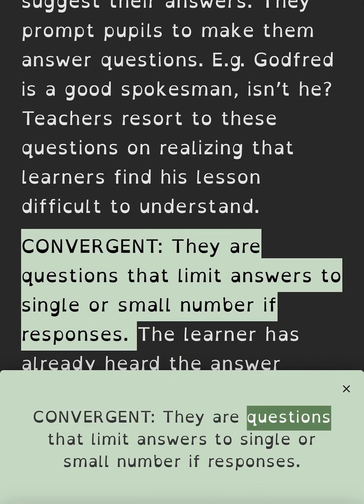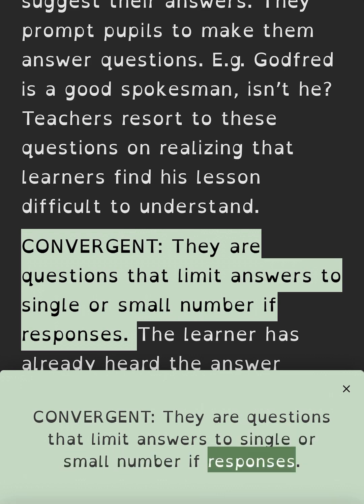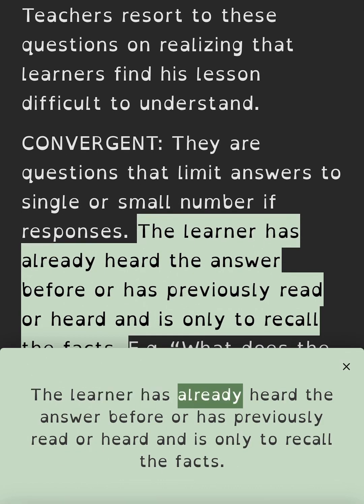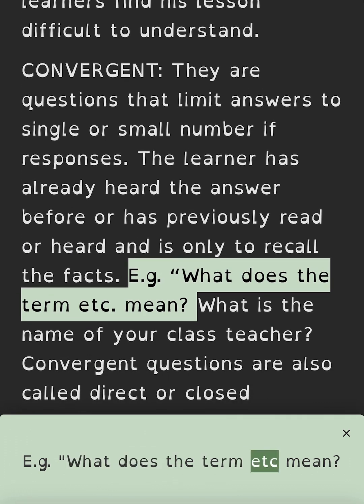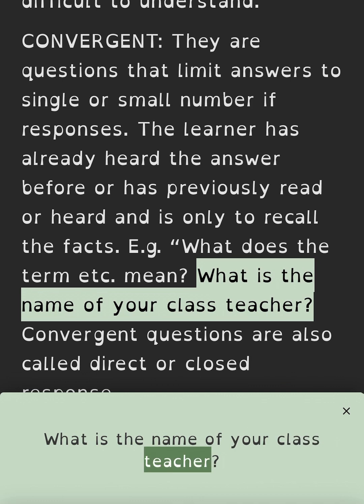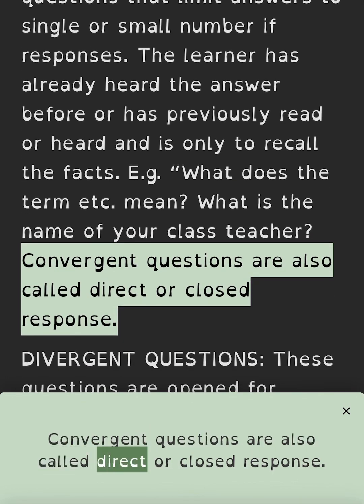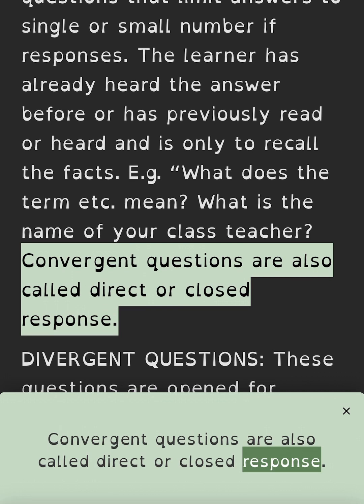Convergent questions. They are questions that limit answers to a single response or a small number of responses. The learner has already heard the answer before, or has previously read or heard it, and is only to recall the facts. For example, what does the term etc. mean? What is the name of your class teacher? Convergent questions are also called direct or closed response questions.